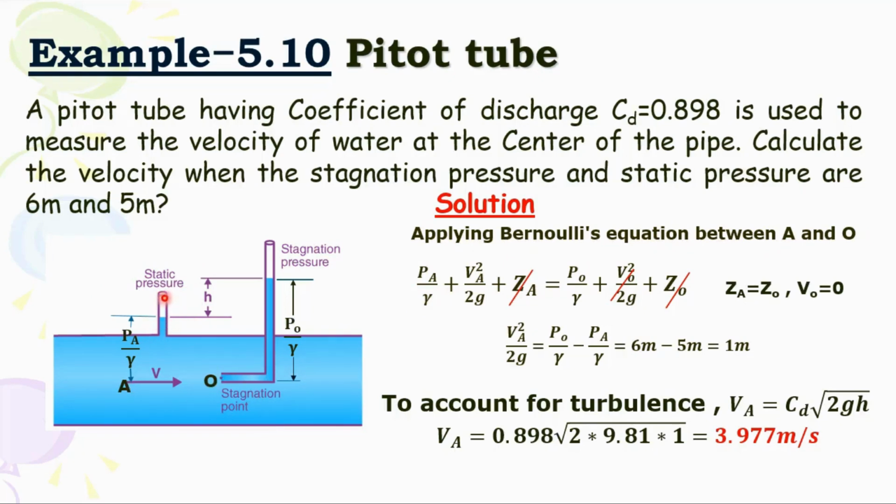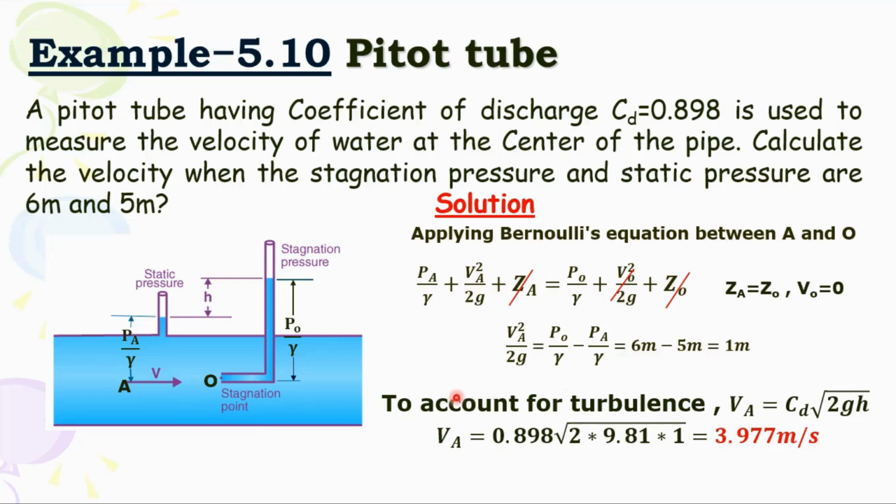The static pressure will be developed due to flow at this piezometer, and the stagnation pressure is this one. So PA over gamma plus VA square over 2G plus ZA equals P naught over gamma plus V naught square over 2G plus Z naught. I hope the elevation is the same. ZA is equal to Z naught, and V naught is initially at rest, 0. Then finally it will go like this, then you can substitute. So VA square over 2G equals P naught over gamma minus PA over gamma. This is the pressure head, the static pressure and stagnation pressure head are already given, 6 minus 5 will be 1.